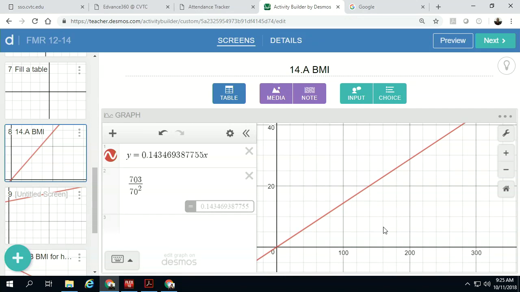Obviously, your weight isn't going to go all the way down to 0, right? Because a person who is 70 inches tall, even if they are in a concentration camp.